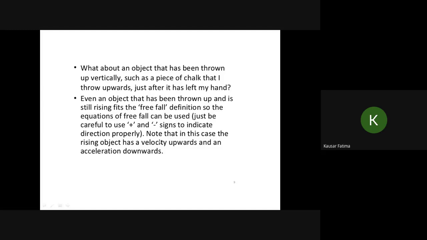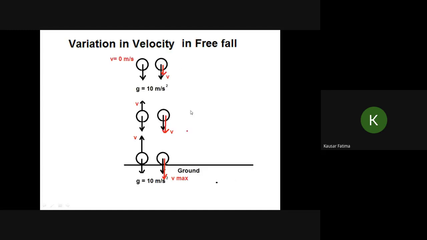For the upward direction, you take g negative because g is downwards and motion is upwards, so the direction is opposite to the direction of motion. And for the downward motion, you take g positive. Here, there is a diagram showing all this. Here, the object is thrown upwards, so velocity is constantly decreasing, and at the maximum height, velocity has become 0. But g at all positions is 10.